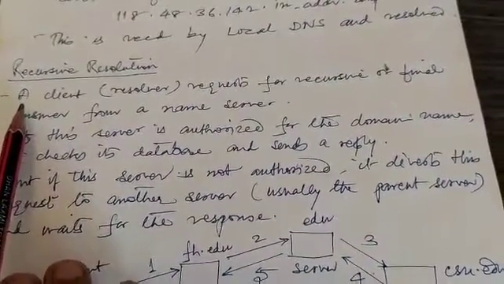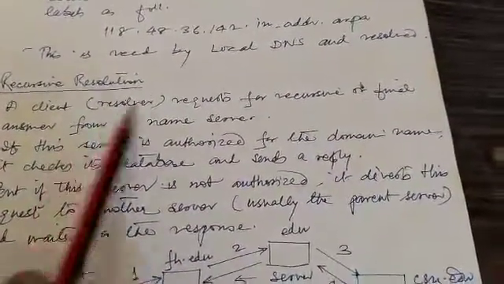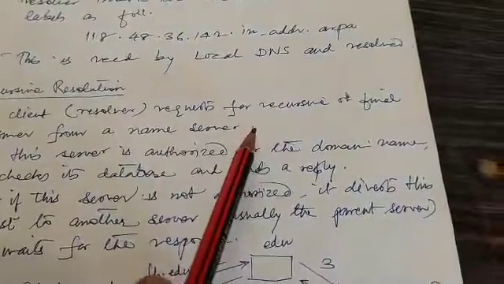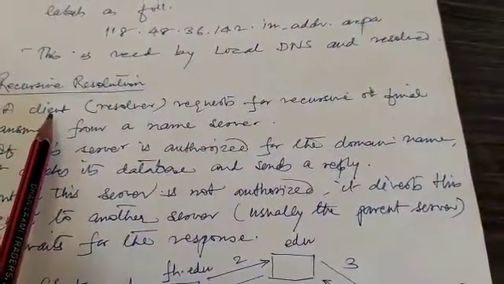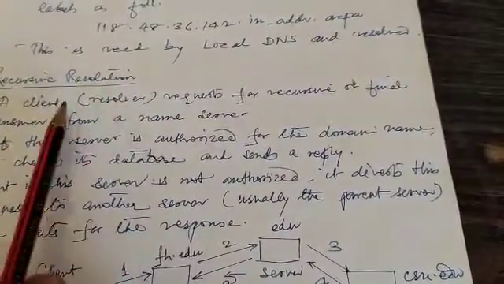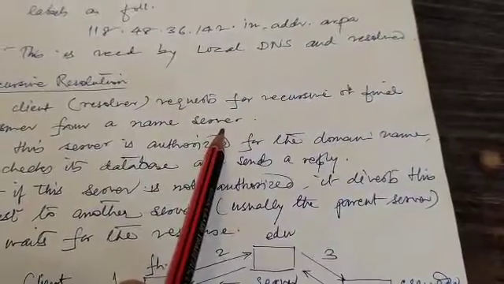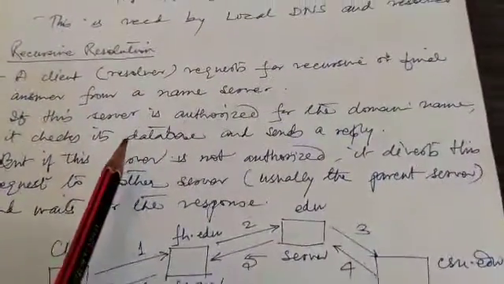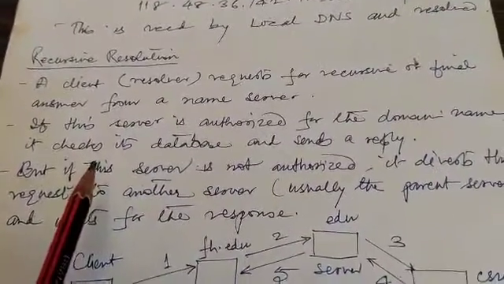We can see in this that a client, or say the resolver, requests a recursive or final answer from a name server. This means that a client who requests the resolution, the resolver at the client end, right? The resolver procedure at the client end requests a recursive or final answer from a name server. Fine. So it gives the request to the name server with the aim that the final answer should be achieved. How does it happen? Let us see.